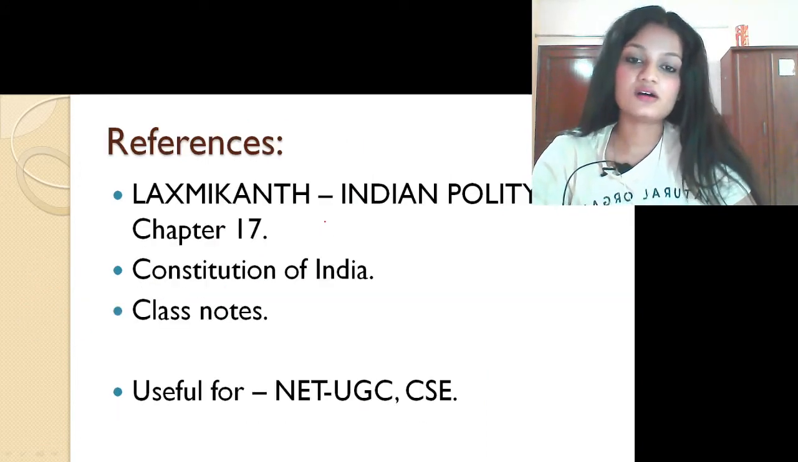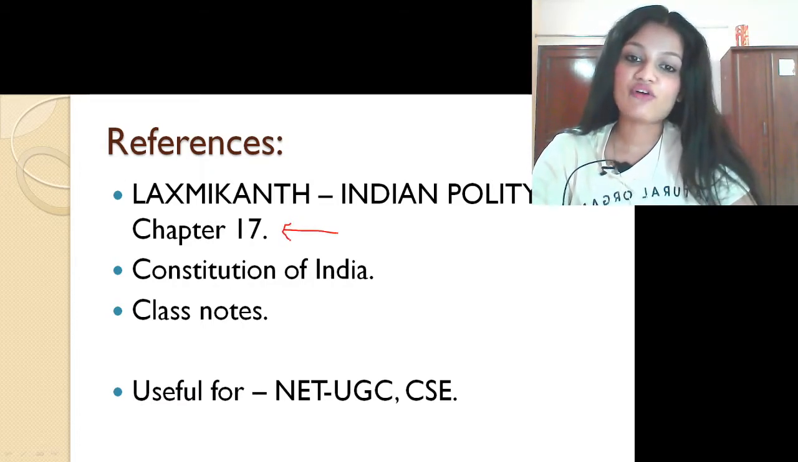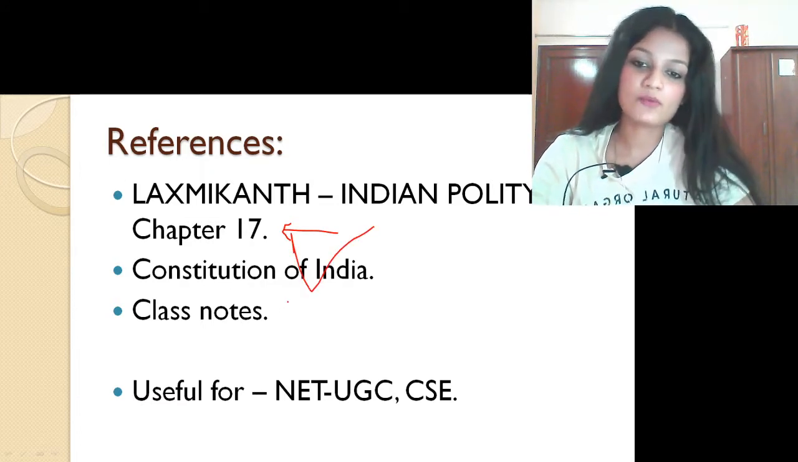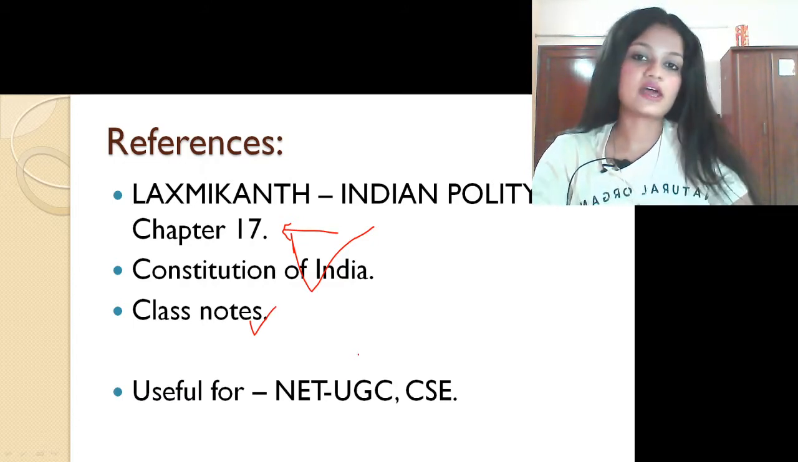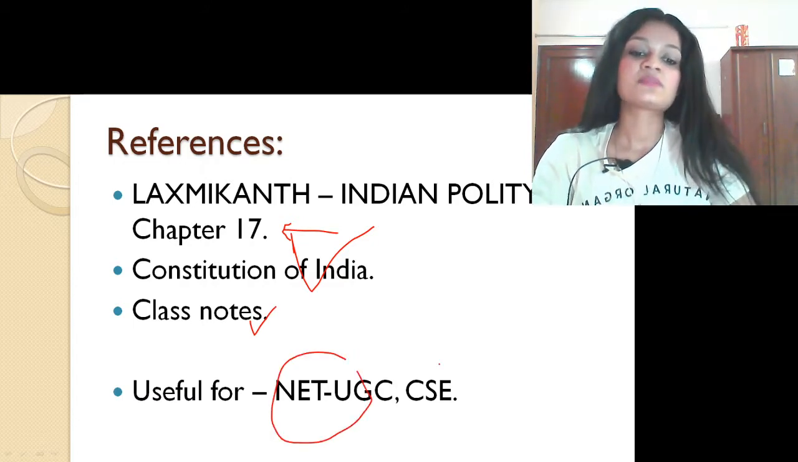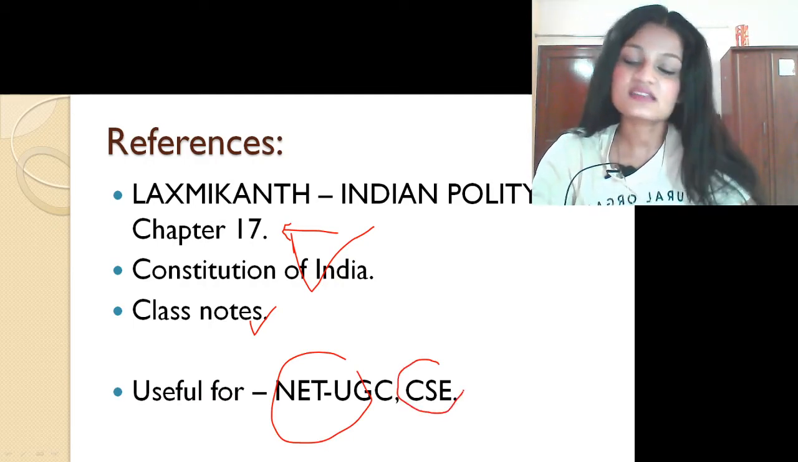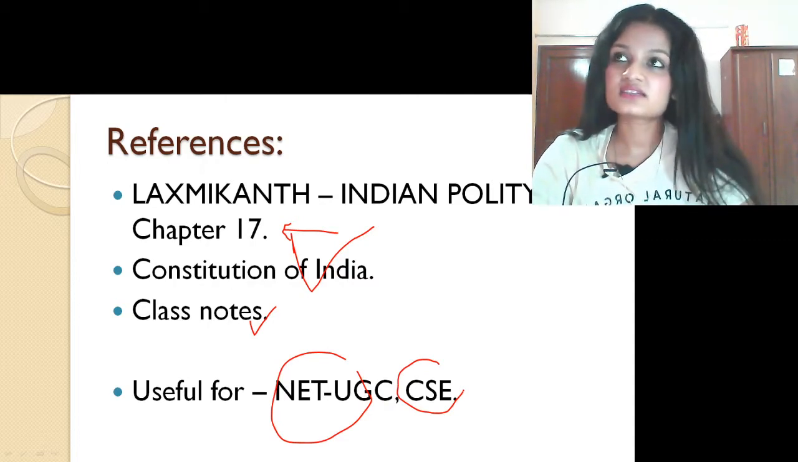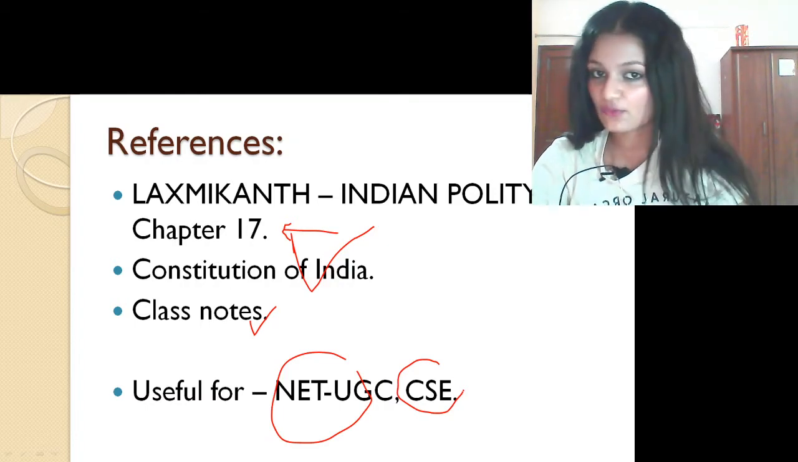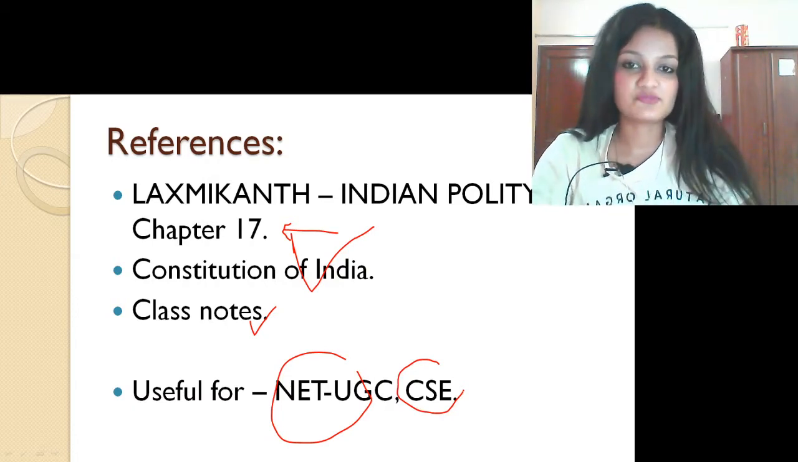The notes I've made for this topic are basically from Laxmikanth, Indian Polity, chapter number 18, the Constitution of India, and also from my class notes. This is super relevant for people who are preparing for competitive papers like NET UGC, civil services papers, CDS, and all the other government papers. I'm generalizing because Indian polity is asked in objective questions, and it's also asked subjectively.